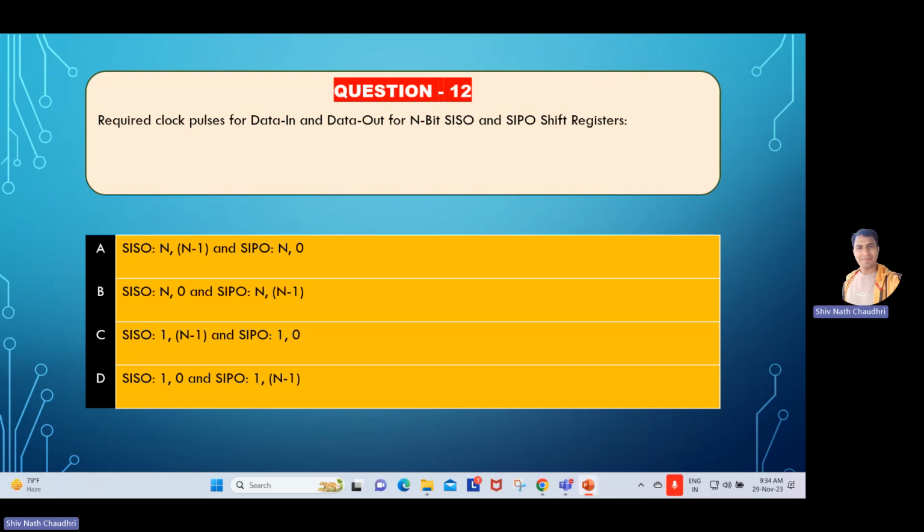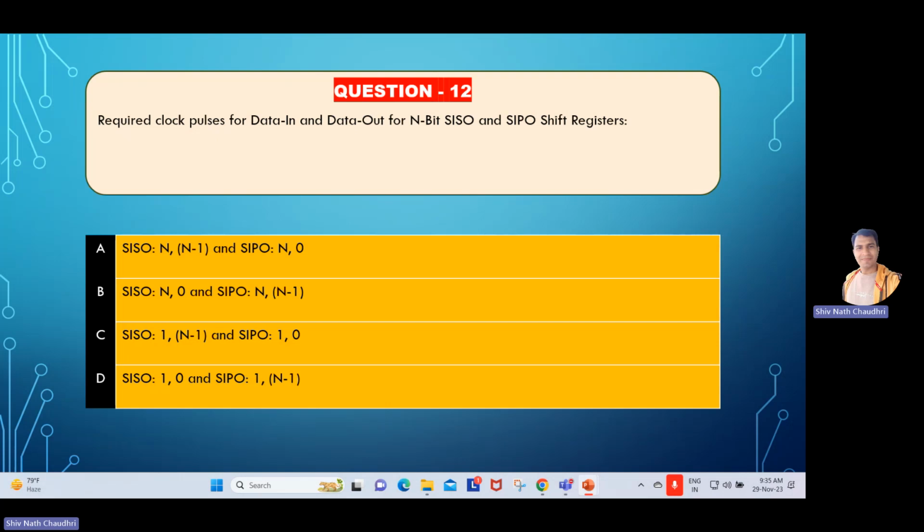Then you require n clock pulses for serial in data, or n minus 1 clock pulses for serial out data. And for parallel in, you require 1 clock pulse, and parallel out data can be taken out without using any clock pulse. So based on serial in, serial out, parallel in, parallel out, you have to think which combination is right for your question. The question is: required clock pulses for data in and data out for n bit SISO, SIPO.